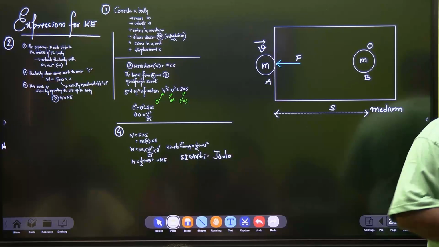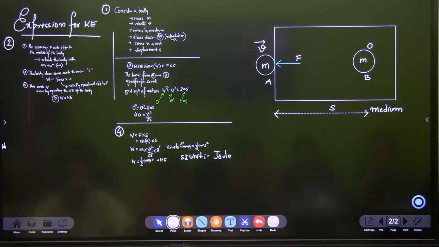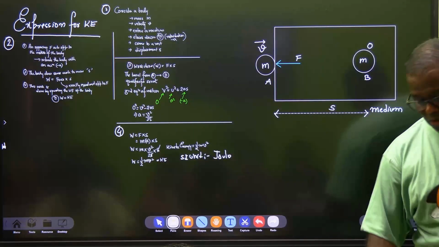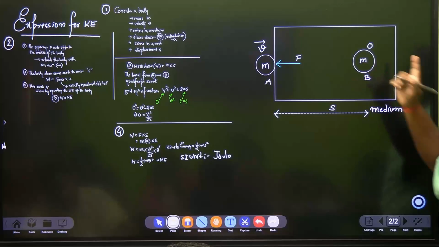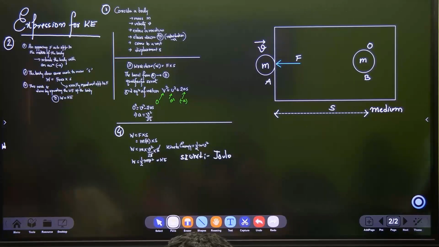We can't find it directly. So what did we do? Suppose we want to find out how much money Mishka has, but you are not showing your money. So we added up all the bills of items that you bought. That must be your money, right? So we tried to calculate what is the work done by the body. If we know the work done by the body, then work done is what?